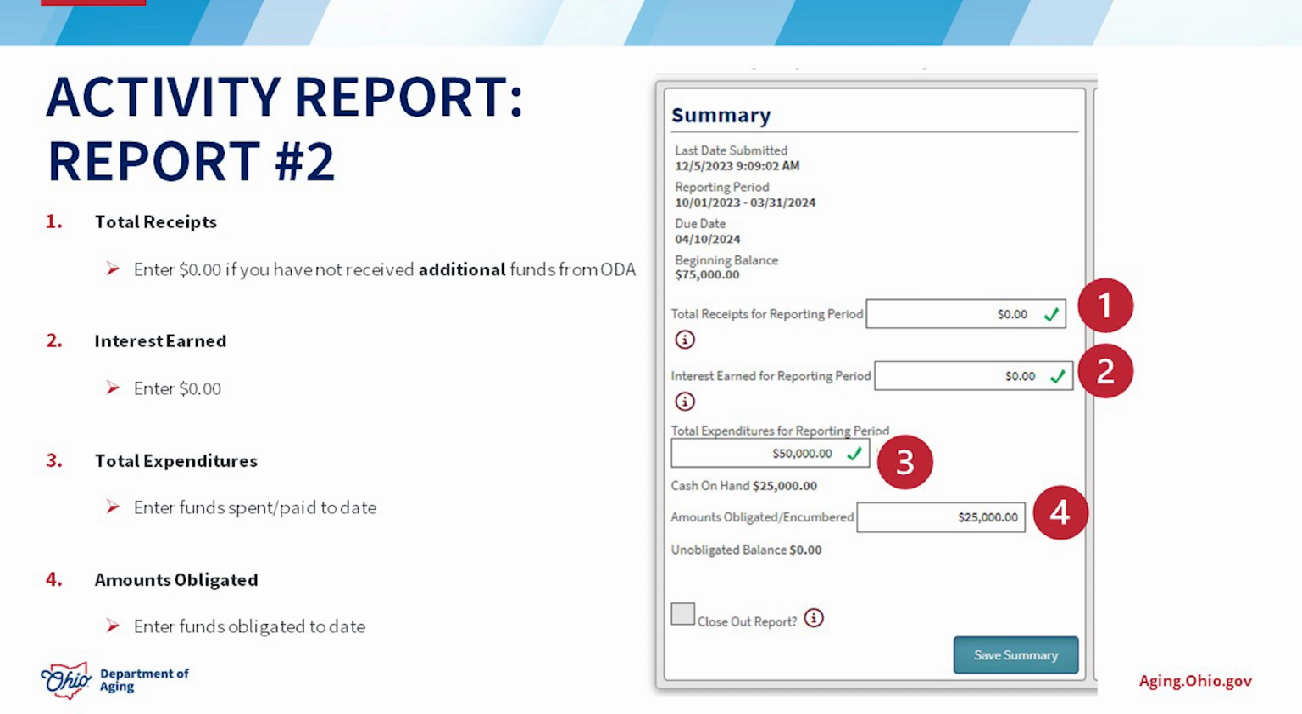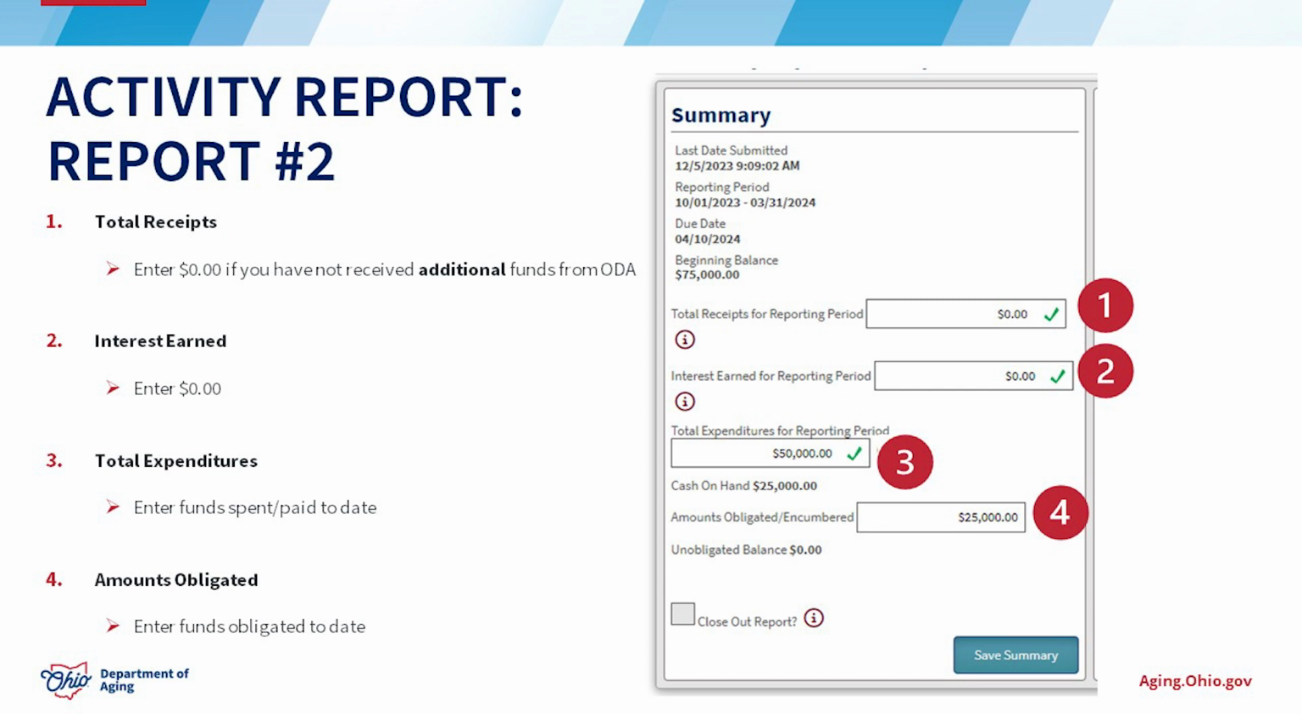Again, that cash on hand amount will automatically be displayed below and will update as I enter information into the fields. It will take that beginning balance of $75,000 plus the total receipts for the reporting period, less the total expenditures for the reporting period, and automatically calculate. So in this example, that leaves us with a $25,000 cash on hand, which will eventually become the beginning balance for my report 3, and so on.